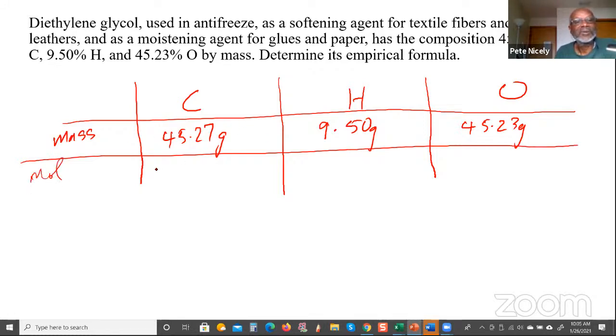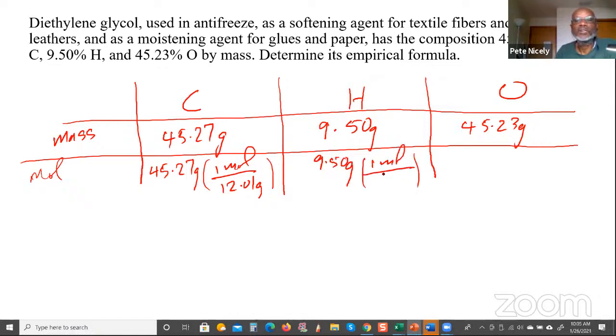In this case, we're going to multiply 45.27 grams by 1 mole over 12.01 grams. In the case of hydrogen, it's 9.50 grams multiplied by 1 mole over 1.008 grams. And in the case of oxygen, it's 45.23 grams multiplied by 1 mole over 16.00 grams.